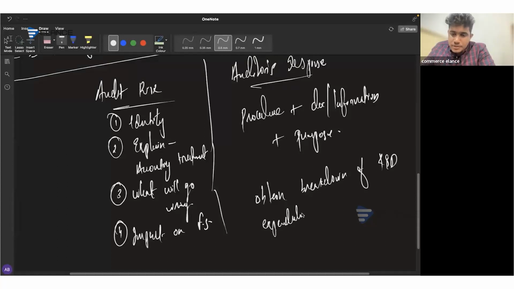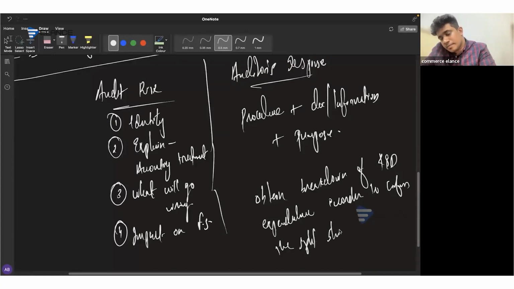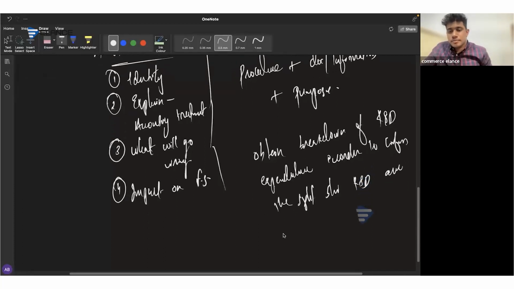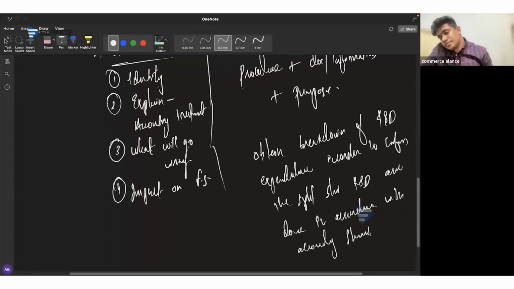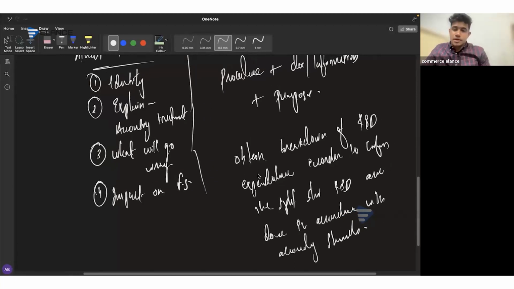What will be the purpose? In order to confirm whether the split between research and development is done in accordance with accounting standards. Okay, this will be the response for that.